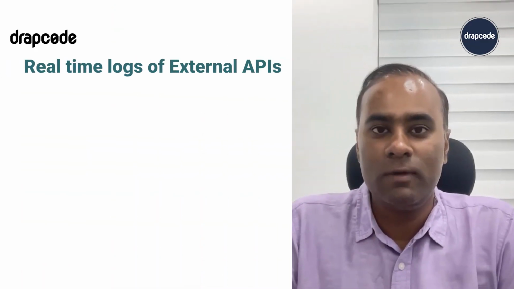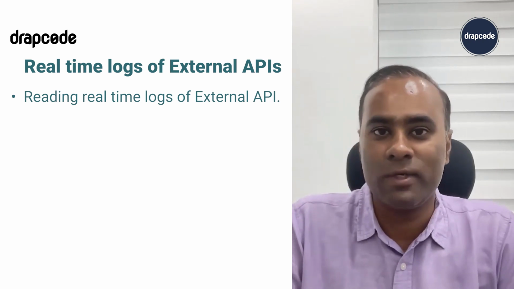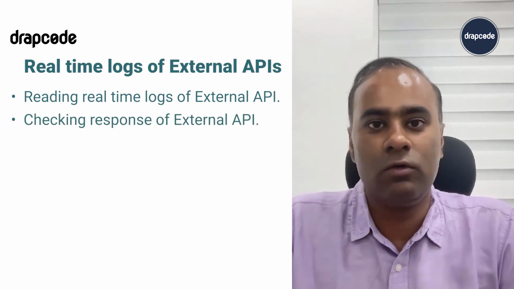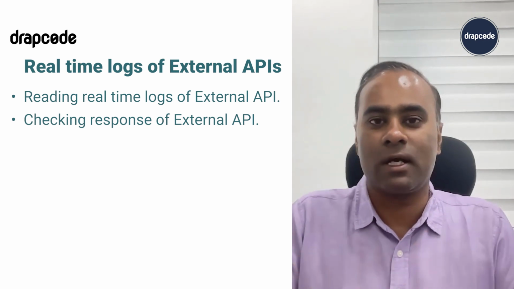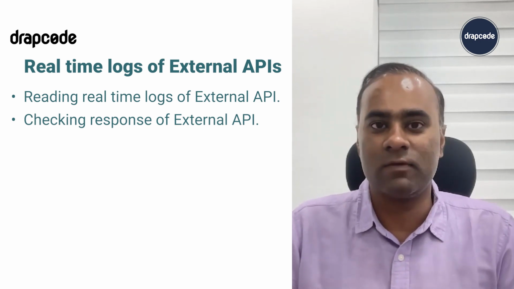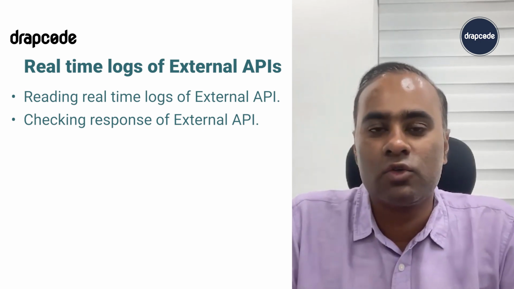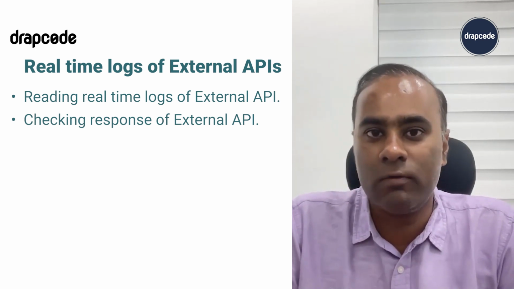So in this video, we will understand how to read real-time logs of any external API calls, requests and response. A lot of times it happens that you are integrating some external API and you want to see the request, what the parameters are going in the request, and if there's an error, what is the error which is coming, or even if the API is successful, you just want to see the response, right? So how to see the real-time logs of API request and response in Trapcode, we'll see in this video.